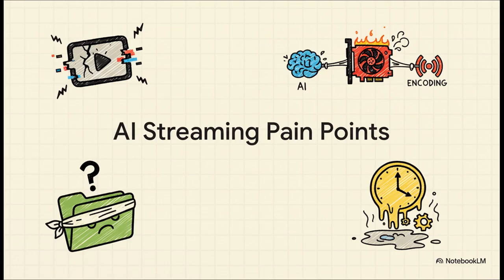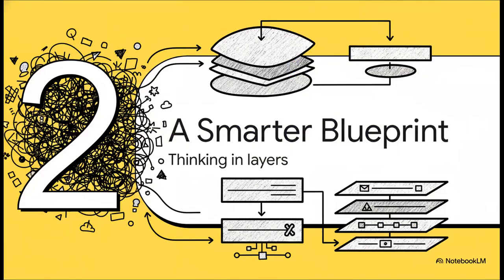But the biggest one, the absolute killer, is your GPU is basically at war with itself. It's trying to generate the AI art and encode the video stream at the exact same time. It's a recipe for a total meltdown. So, how in the world do you solve this chaos?